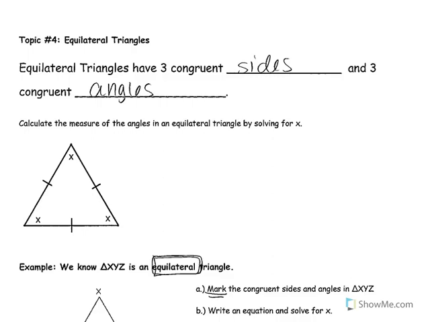Topic 4 is about equilateral triangles. However, we've already kind of learned about this. So the focus on topic number 4 is how can I take what I know about equilateral triangles and apply it to certain types of problems.